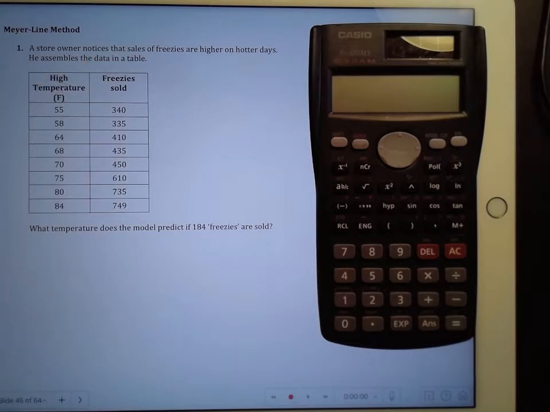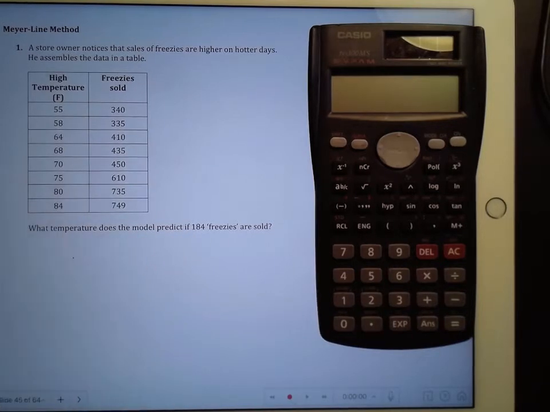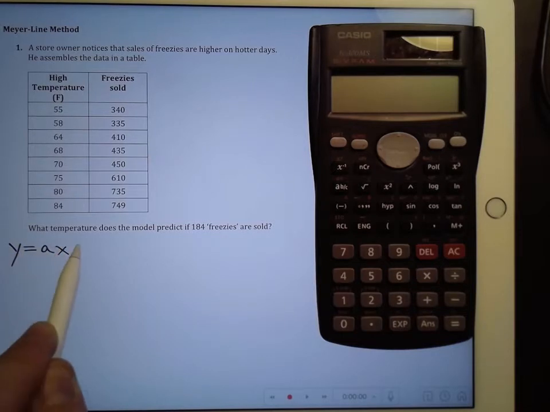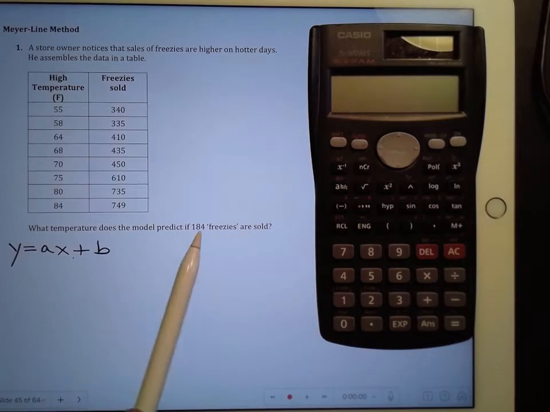And the question is, what temperature does the model predict if 184 freezies were sold on a given day? So if we know there's 184 sold, what would the temperature likely have been? Well, we could have easily answered this if we knew the line, or the equation of the line, that modeled the sales of freezies versus temperature in order to make a prediction. So that, if we put a 184 over here where the y is, we could then predict the value of x, or the temperature. The problem is we don't really have the equation of that line, and so we have to find a way to calculate it. We're going to use the data in the table in order to do that.